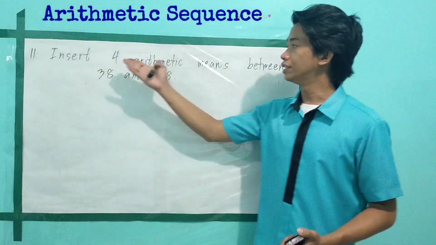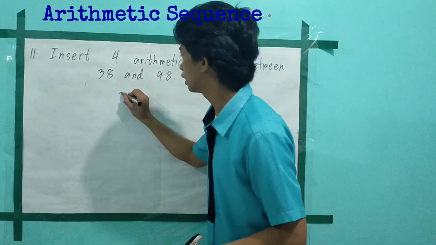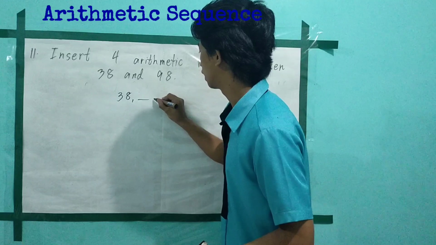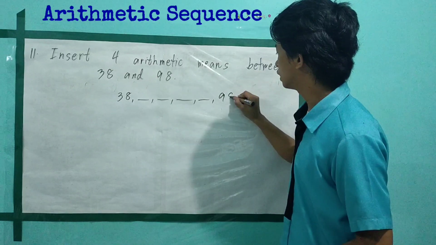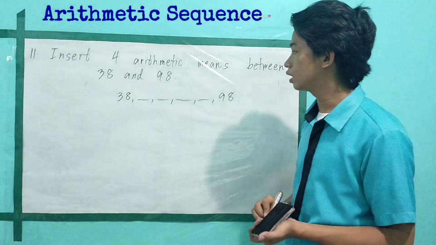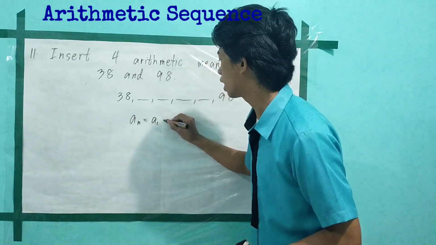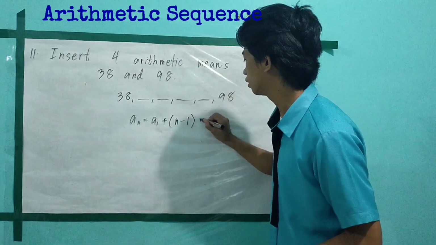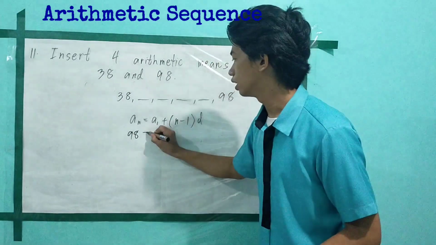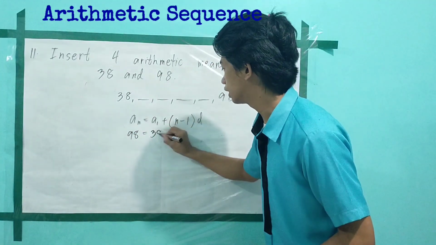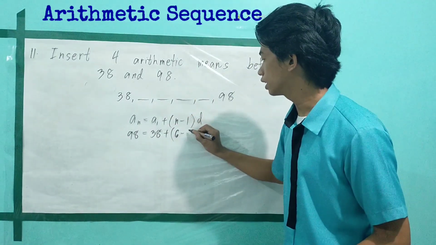Problem number 11. Insert four arithmetic means between 38 and 98. So, illustrate natin. We have 38. Ayan. For arithmetic mean, 3, 4. And then, 98. Okay, to insert arithmetic mean, we need to find the common difference. So, gamitin natin yung formula na a sub n is equal to a sub 1 plus n less 1 multiplied to the common difference. And ang ating a sub n, we have 98. Equals, and ang a sub 1, we have 38. Plus, how many terms do we have? We have 6 terms. Less 1 multiplied to the common difference.